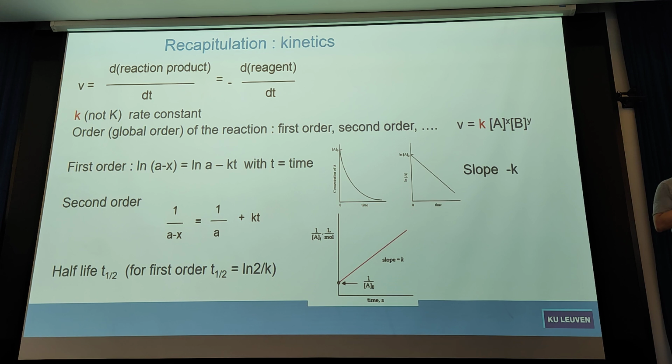And we have also discussed what half-life time means. This is the time that is needed for the concentration to fall to half of the original concentration. For a first order reaction, this half-life time is a constant, actually ln2 divided by k. For a second order reaction, this time is actually dependent on the concentration, so it's not a fixed half-life time. That's only for the first order.